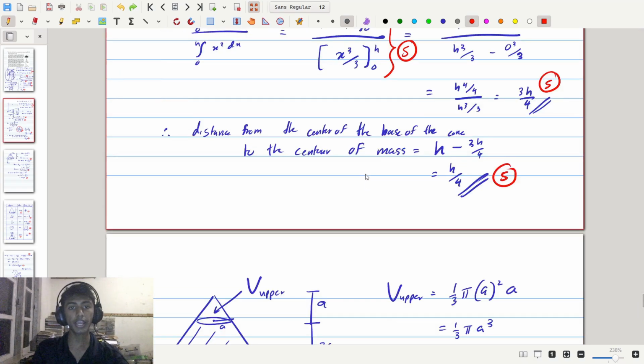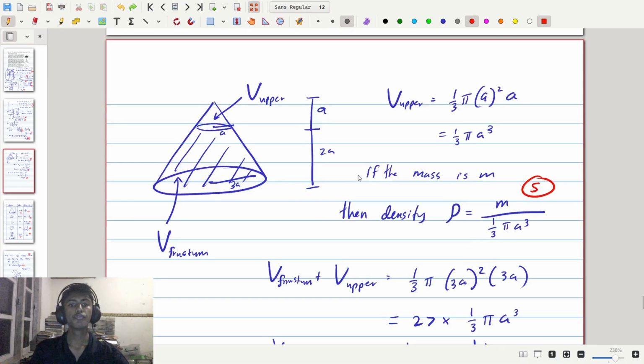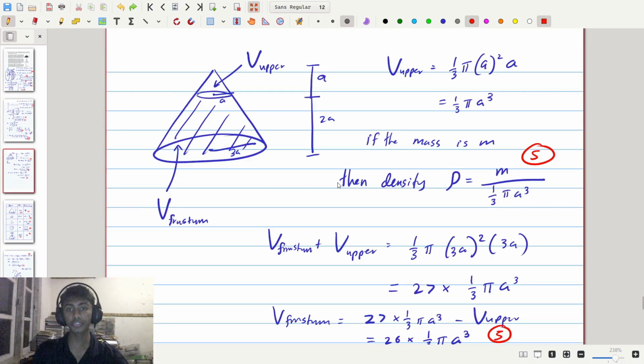And then after that, when you say that this final answer obtained is the answer for the distance from the tip of the cone until the center of mass, and therefore the distance from the base until the center of mass is going to be h minus that value, which is h over 4, you get another 5 marks.